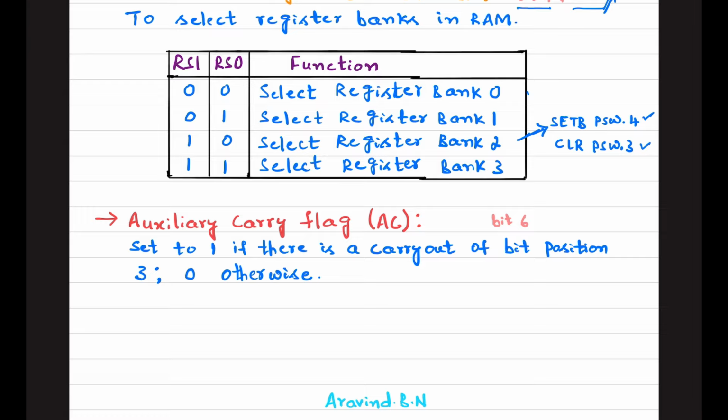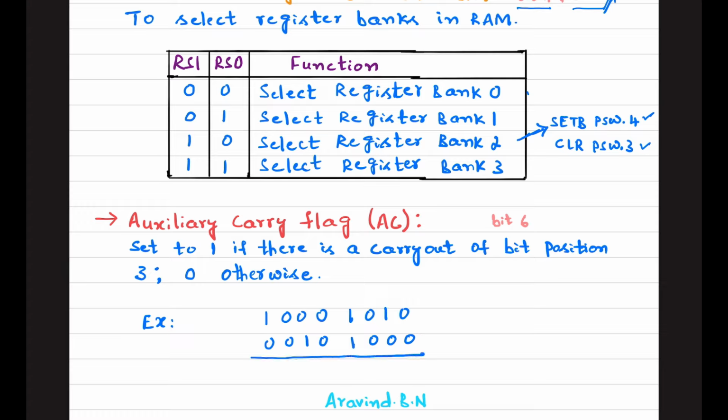It will be set to 1 if there is a carry out of the bit position 3, 0 otherwise. Now let us consider an example for this one. Consider the addition of two numbers, and I will consider the numbers like 1 0 0 0 1 0 1 0. One more number I am going to consider 0 0 1 0 1 0 0 0.